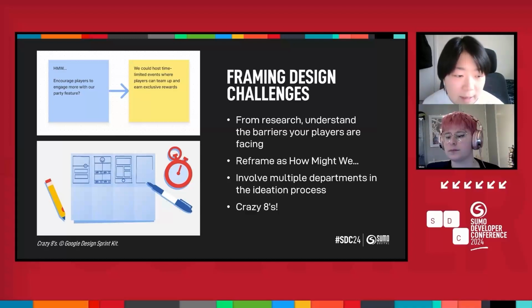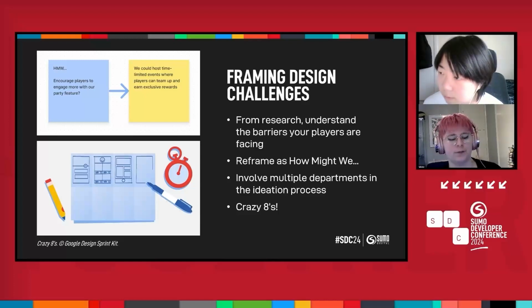Another exercise for ideation specifically is Crazy Eights. This is where you fold a piece of paper into 8 little rectangles, and then you set a timer for 8 minutes. For each minute, think of a new idea, whether that's sketching it out or writing it out as notes, as this forces you to go beyond the original solution that you might have thought of.